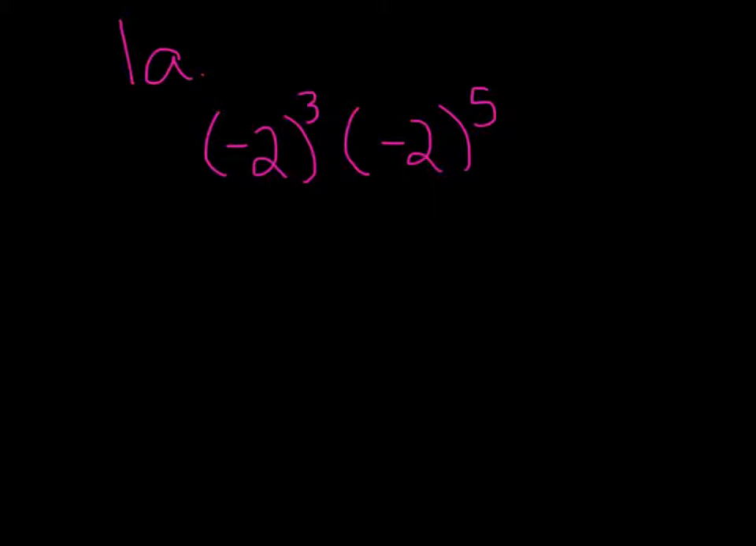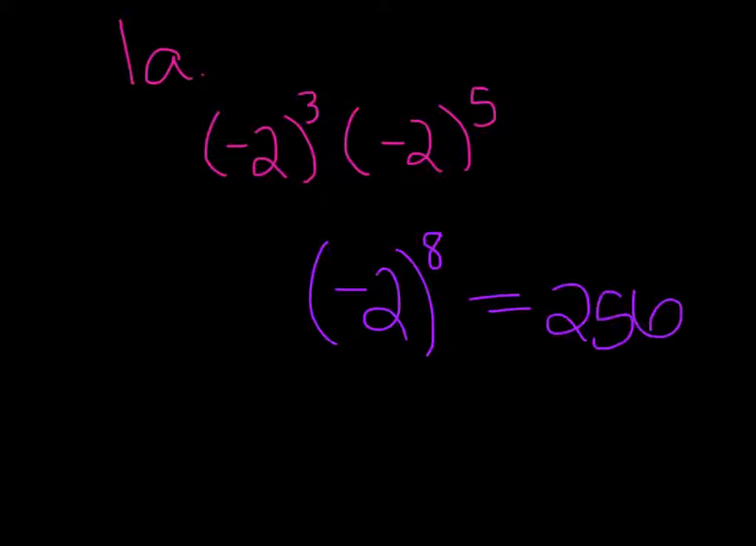Okay, so here's 1a, and you notice that both of these things have the same base. It's negative 2 cubed times negative 2 to the 5th power. Since both have the same base, we're just going to add the powers. The base stays the same. It's going to be negative 2 to the 8th power. And that's it. That's all we have to do. Now, you could actually find what negative 2 to the 8th power is, but I want to see that you know that it's negative 2 to the 8th.